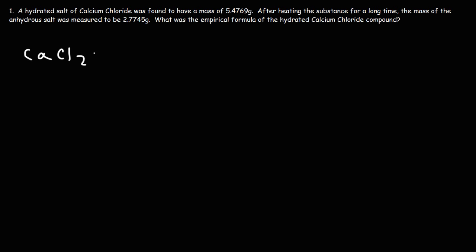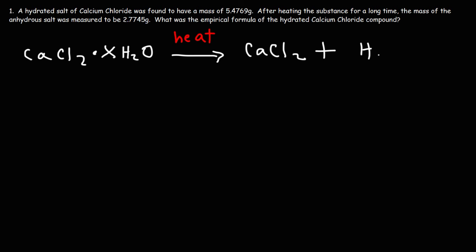So we don't know how many water molecules are attached to calcium chloride. We need to figure that out in order to determine the empirical formula of this compound. So what we're going to do is add heat to the hydrated salt so that we can remove water from it. So we're going to get the anhydrous salt, that is the compound without water, and then the water is going to evaporate away. Now we know the mass of the original compound.